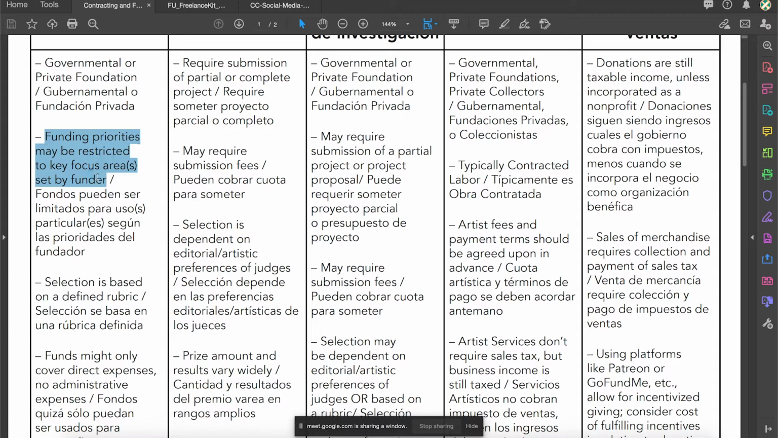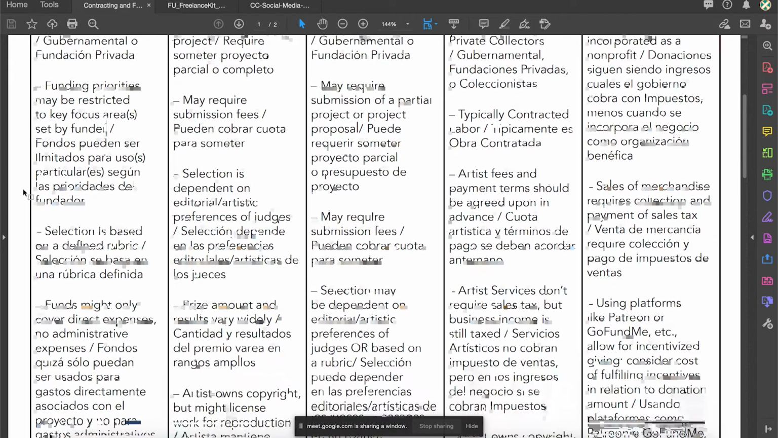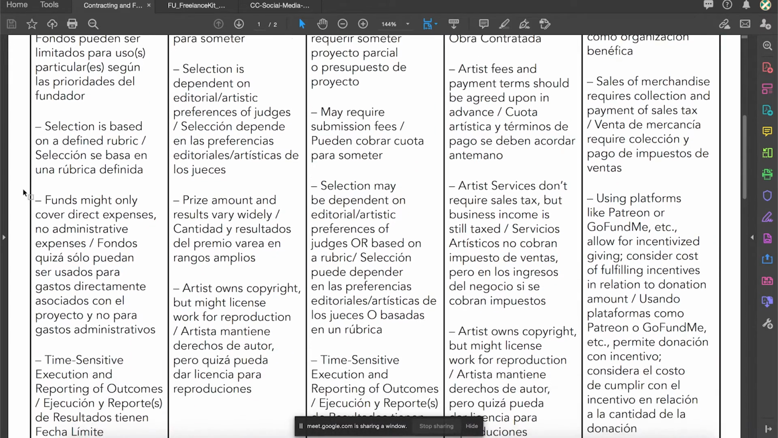Like it says here, some funders have key focus areas. So they might be things like education or health and wellness or mental health. It might be something that's more specific to, say, an ethnic group or even to just one area of the city or of the state. So those are things that you really, really need to make sure that you understand before you start applying to these grants.